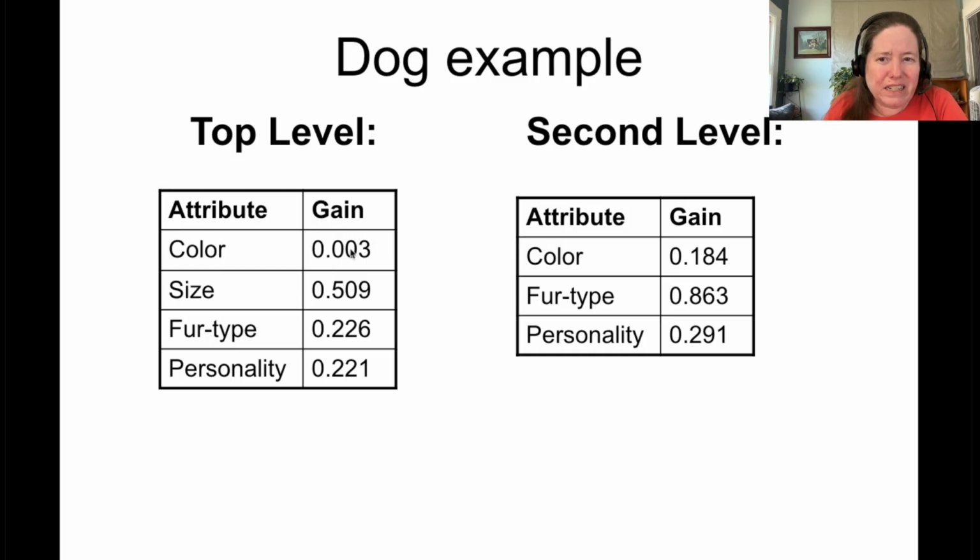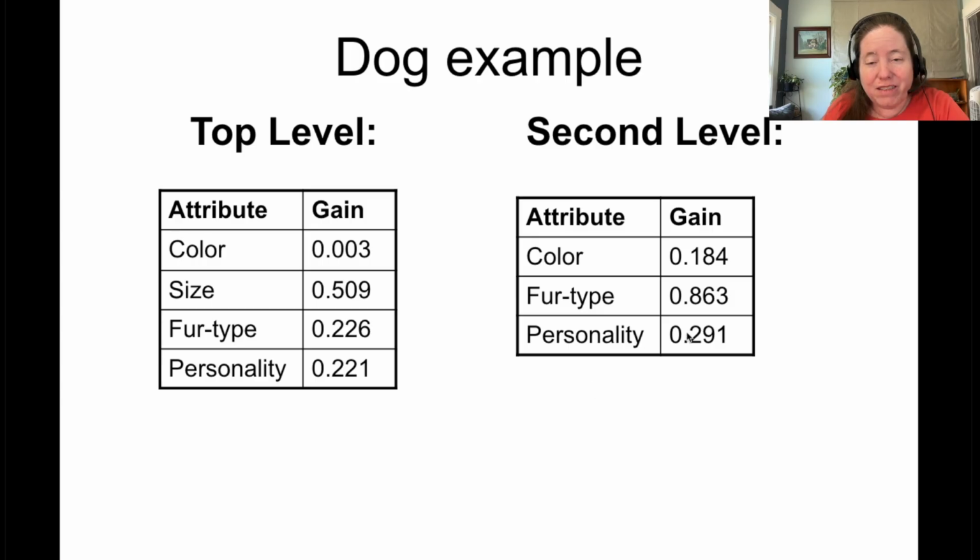Color doesn't really tell us very much. We put that at the top of our initial tree, but it doesn't actually give us much gain. It lets us know that gray dogs are out, but it doesn't discriminate well, it doesn't help us very much with the rest of the dog categories. Fur type and personality are very similar. You get a certain amount from asking those, but size is really important. So we would pick size to be at the top of the tree.